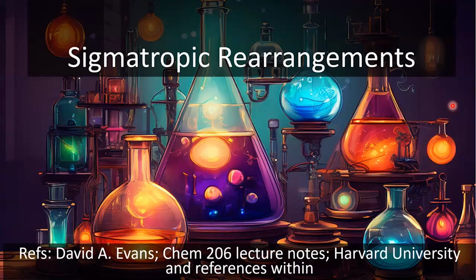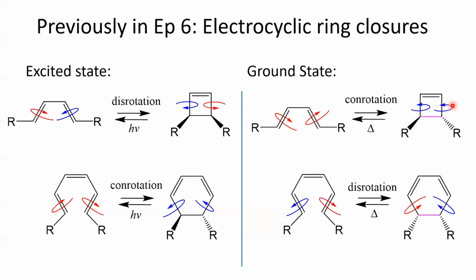Today we're going to be talking about sigmatropic rearrangements. But first we're going to recap what we covered in the previous episode relating to electrocyclic ring closures. These ring closures occur when the outermost pi orbitals in a conjugated system rotate to align their orbitals, allowing a new bond to form between them.